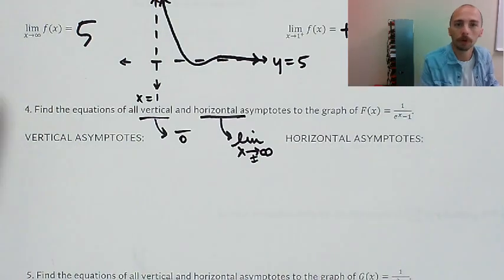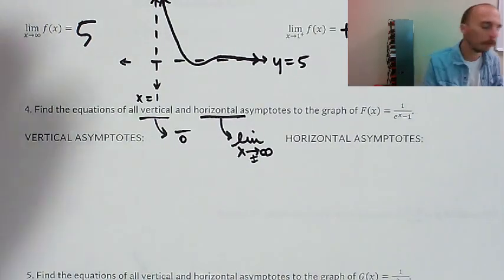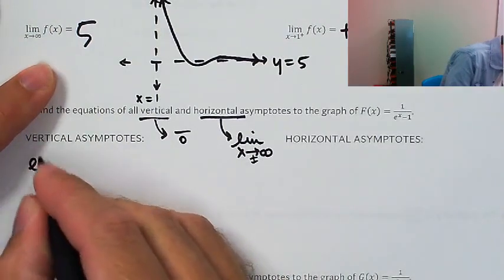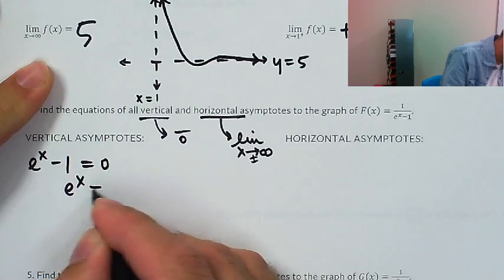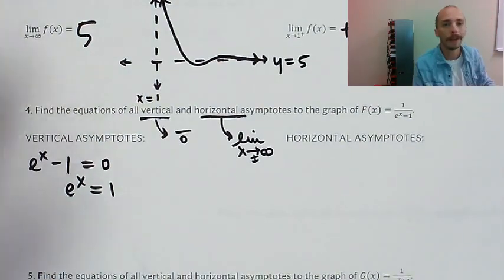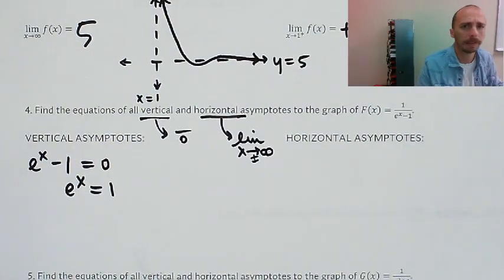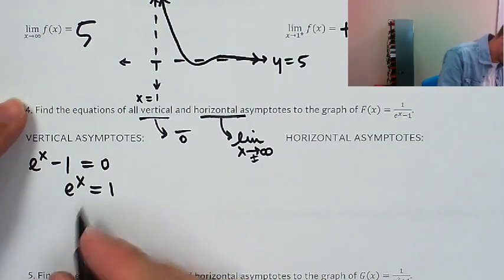Okay, so for the vertical asymptote, we're going to grab the denominator and ask what x value makes this equal to 0. So I need e to the x minus 1 equals 0. That's the same as looking for places where e to the x is equal to 1. Now you can take the log of both sides if you like, but when you're taking the log of 1, you're asking yourself, what special exponent do I put on e to get 1? I think this is one we can solve with our eyes. And we're going to say that's x equals 0.